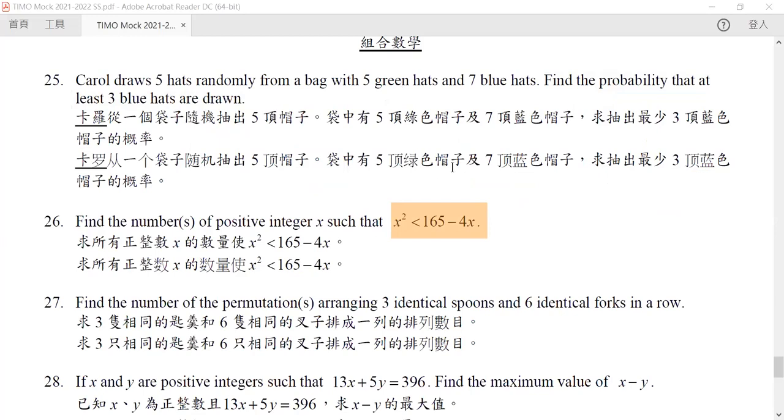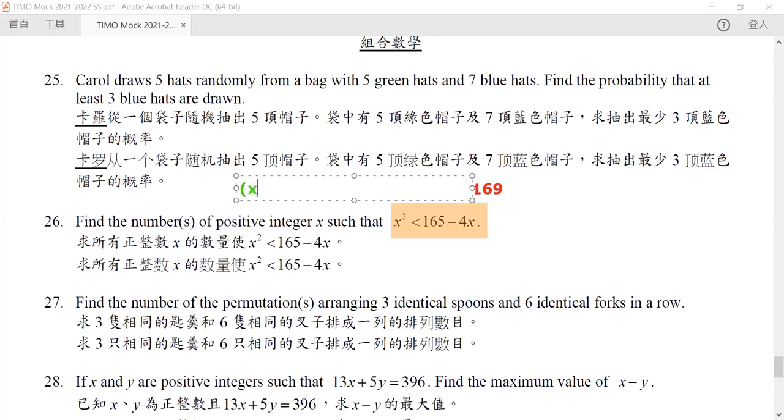Please compare with completing the square. This is actually very similar. We can rewrite this as x squared plus 4x plus 4 will be less than 169. Now we just rearrange it by adding 4. But why do we do this?